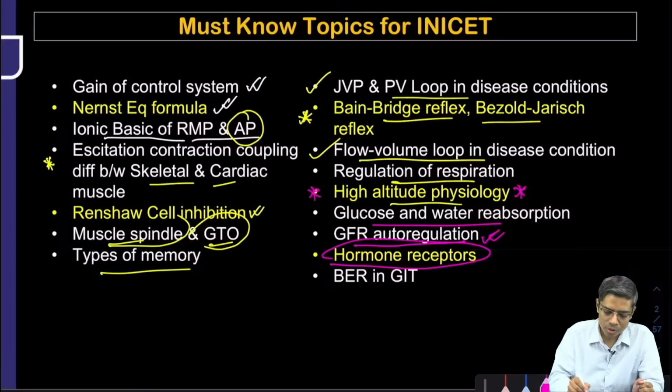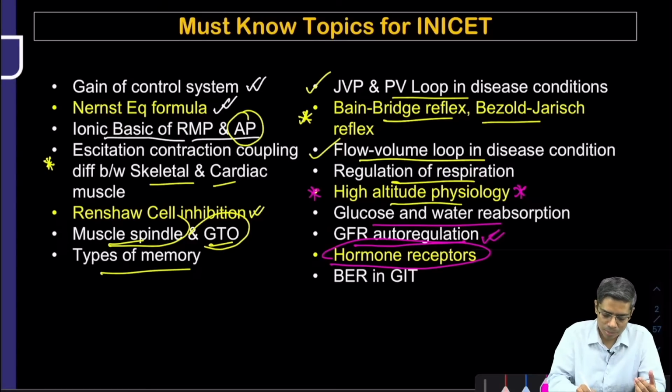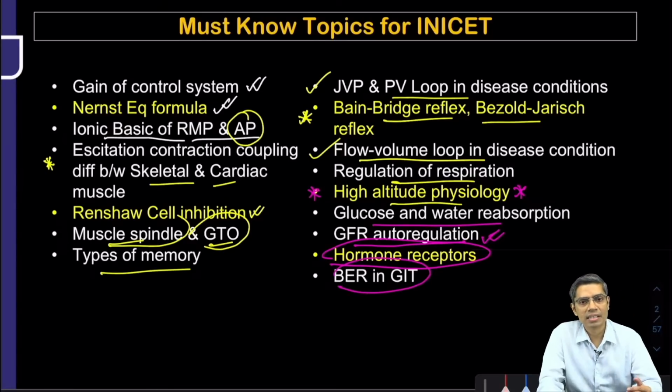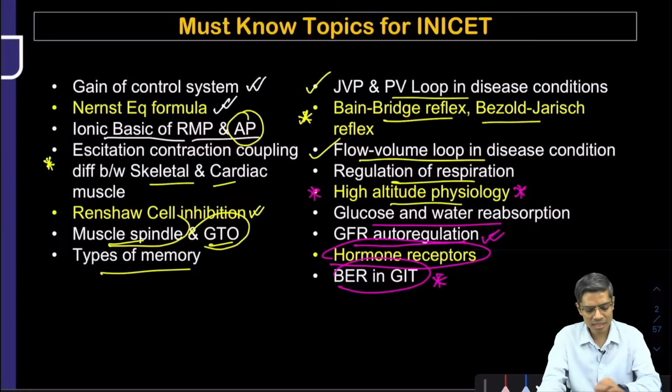Hormone receptor, you know, what hormone acts through which receptor, that is also a one-liner question in INI-CET, okay. And then BER in GIT, basal electrical rhythm or basic electrical rhythm. I will discuss a little bit about this BER in my class, and some other topics will also be covered in this session. So let's start, okay.